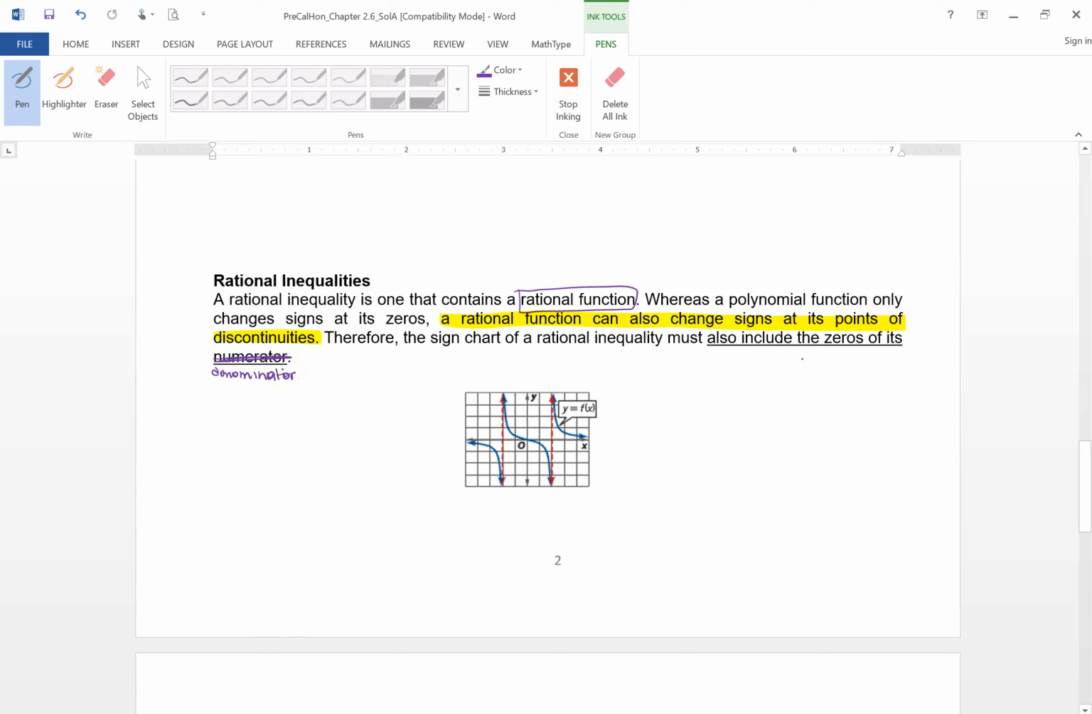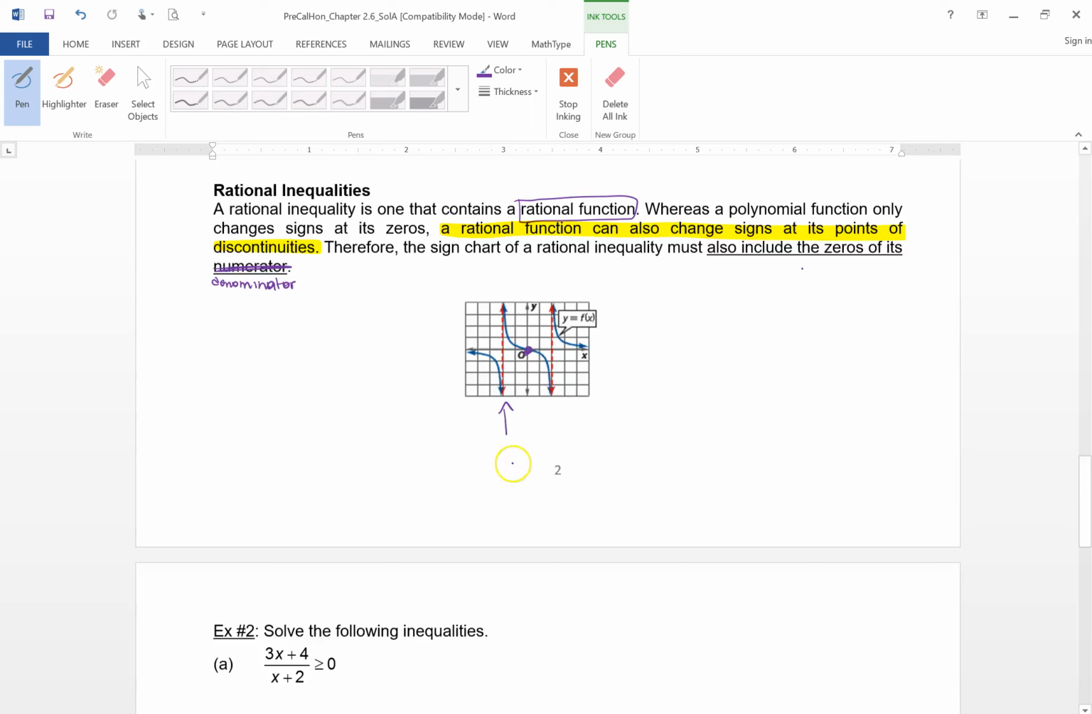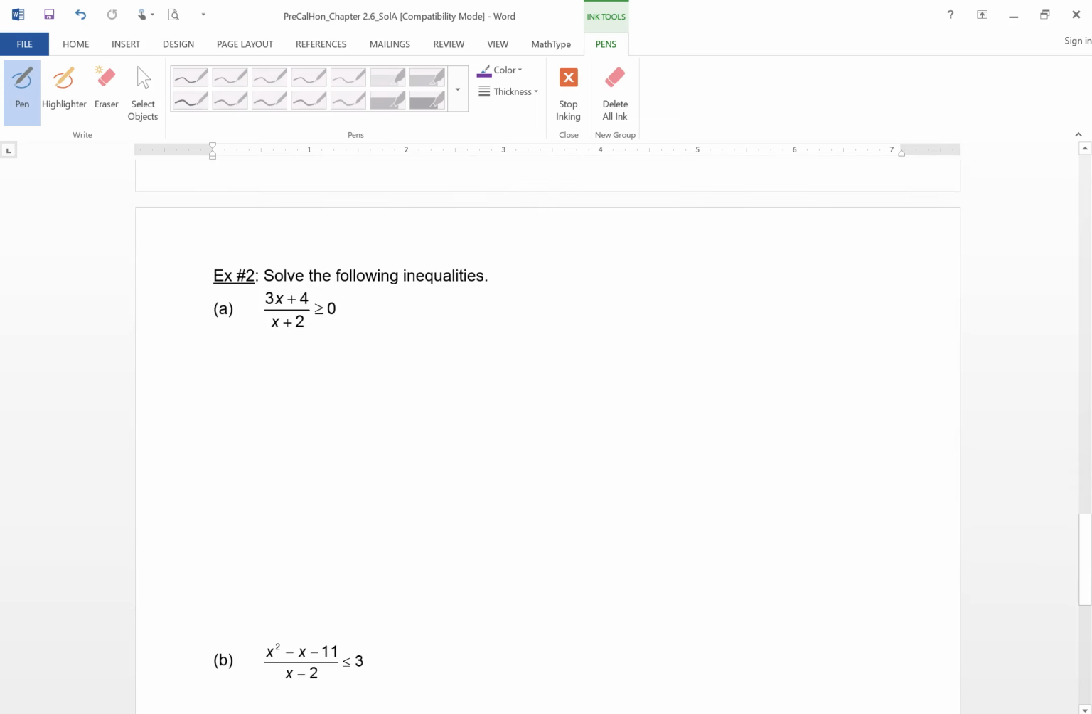Okay? Because, look, here we have a 0, and yes, it changes signs. It goes from positive to negative. But look, at the discontinuity, it's negative on one side, positive on the other side. So do you see how it changed signs at the discontinuity? So we have to look at those as well. All right, let's take a look at this one.